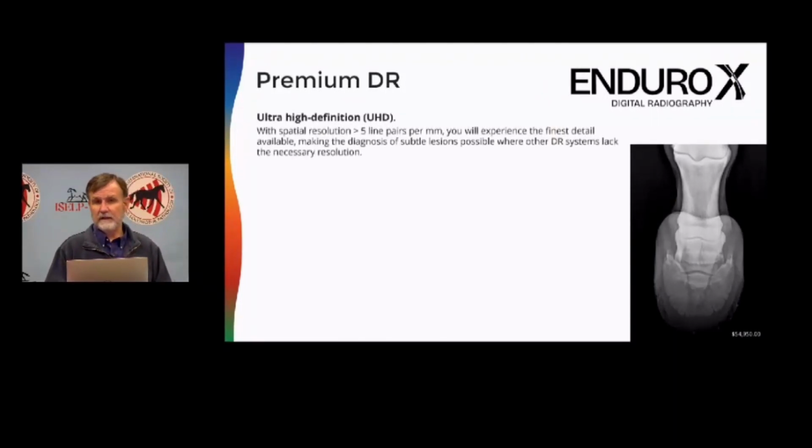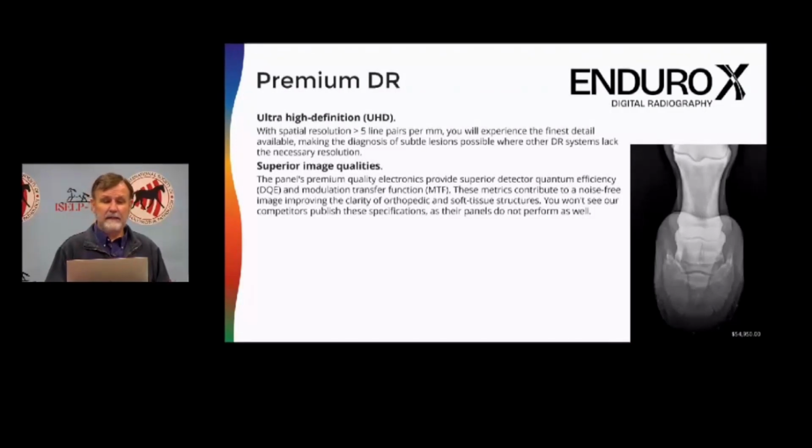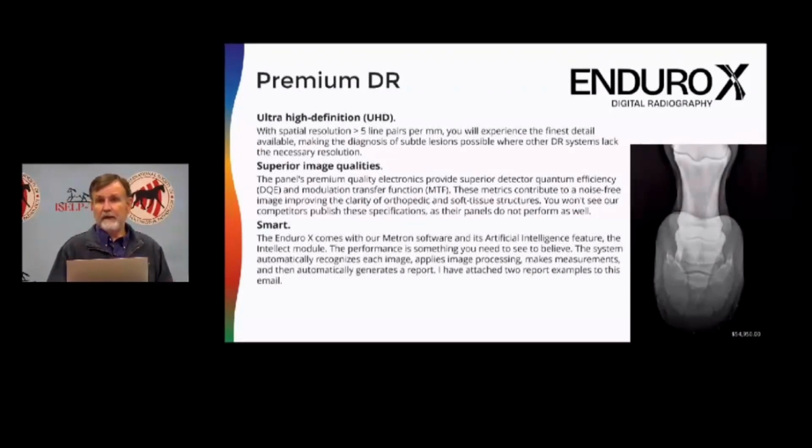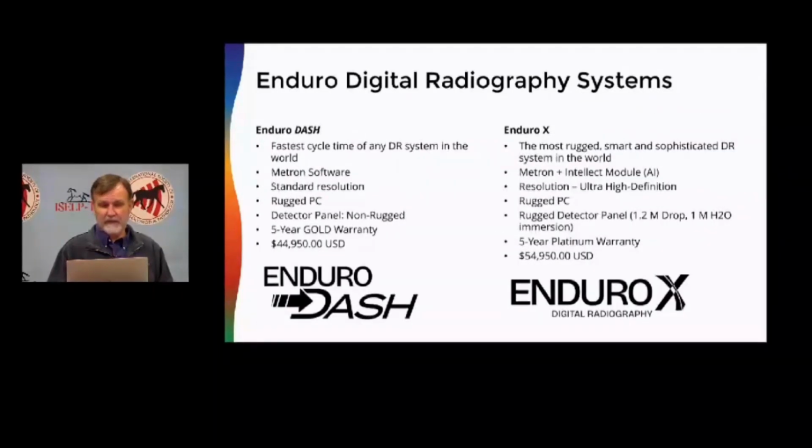And it's an ultra high definition system. So when you're looking at DR systems, there's regular definition, high dynamic range, and high definition or ultra high definition. This is an ultra high definition panel, so your edge quality is going to be superior. And it's smart. It has all the features that I just showed you that utilize artificial intelligence to really make your day faster, more time efficient, and also more precise in terms of the measurements you make and generating reports for you.